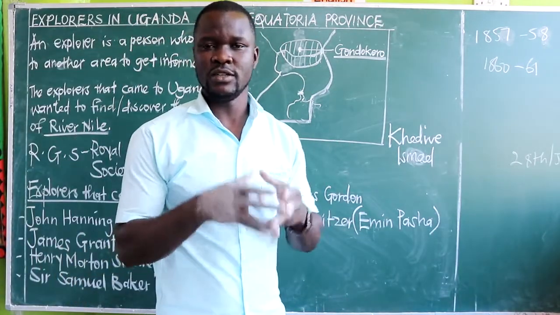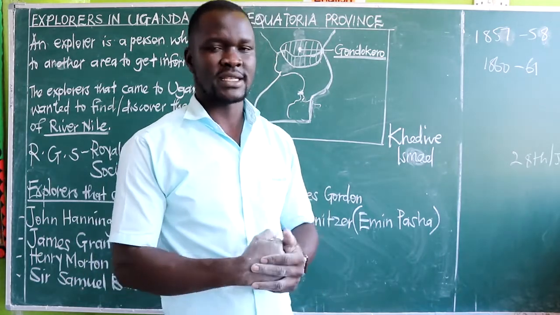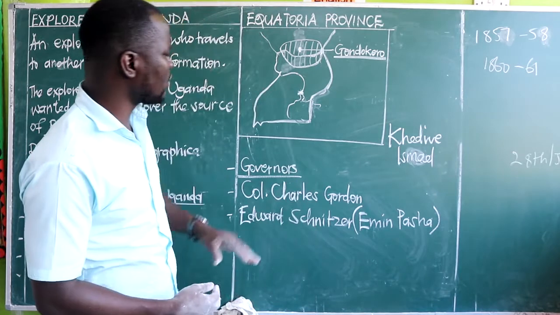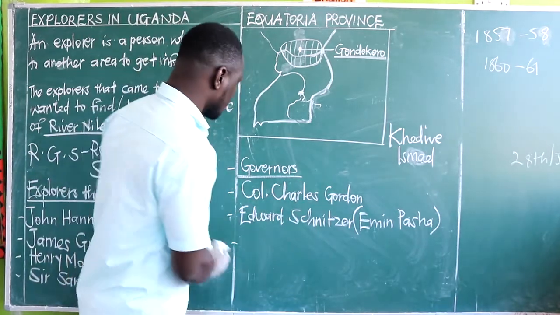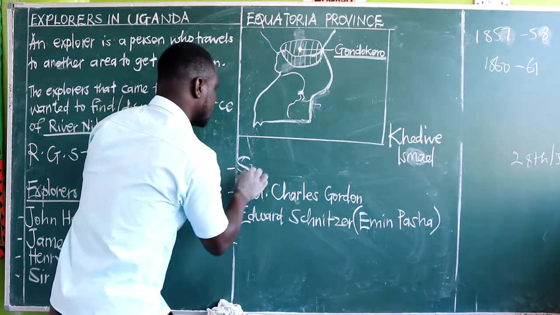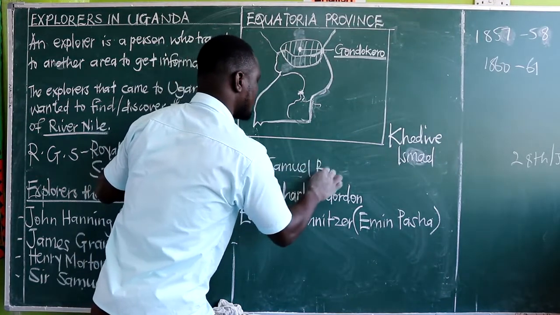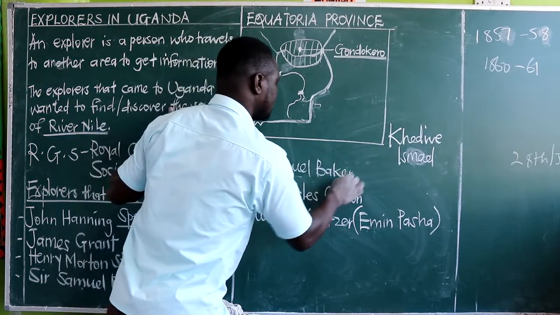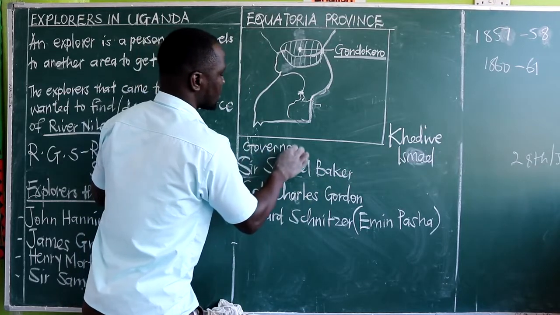Therefore, Egypt did not colonize Uganda, but it had attempted. We need to take serious note of that. There is something very interesting we need to talk about, as in for Sir Samuel Baker. He was the first one here. These are the governors now of Equatorial Province.